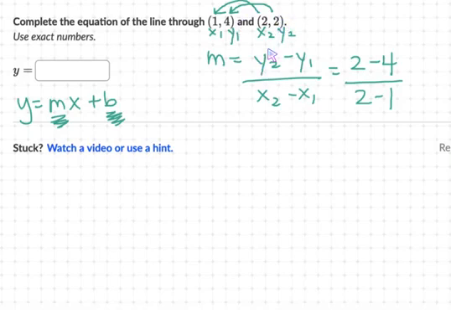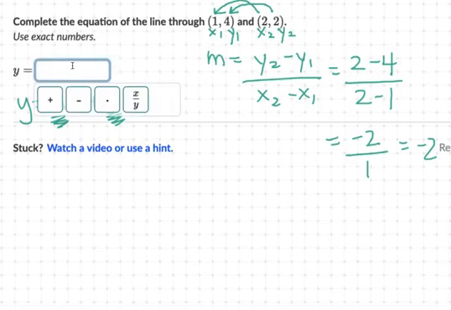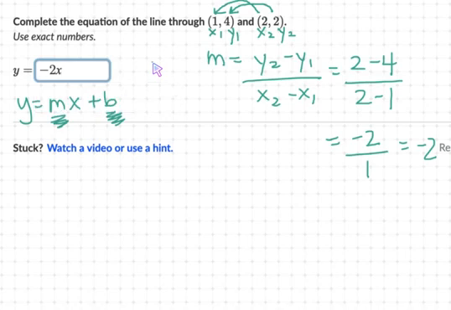So we're always, according to our formula, taking that second number and subtracting the first number. Second number subtracting the first number. Okay, 2 minus 4 is negative 2, and 2 minus 1 is 1. So at the end, it's going to become negative 2, because negative 2 divided by 1 is just negative 2. So my slope is already negative 2. Okay, and that's the first piece of my information.